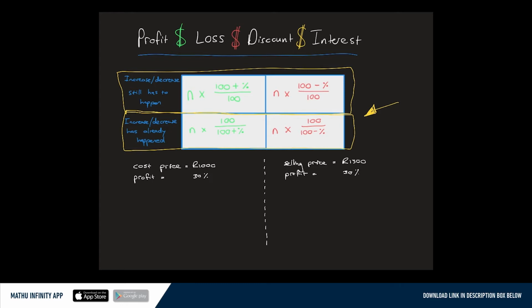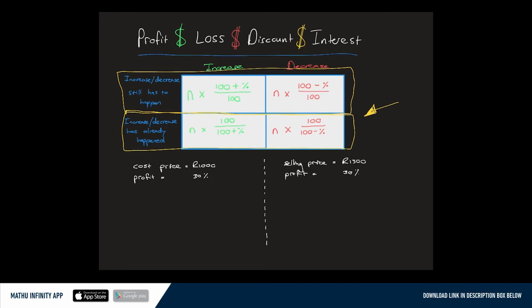The difference between the left and the right is on the left side we have an increase. If an increase already happened, or if you still have to increase the amount, you look at the left side, the green part. Where on the right side, you can guess it, it's the decrease side. Either you still have to decrease the amounts or the decrease has already happened.